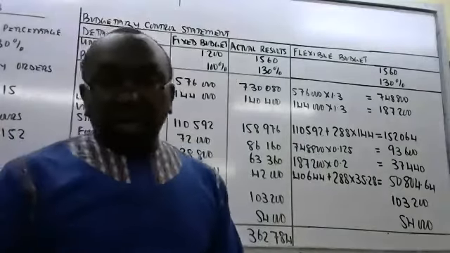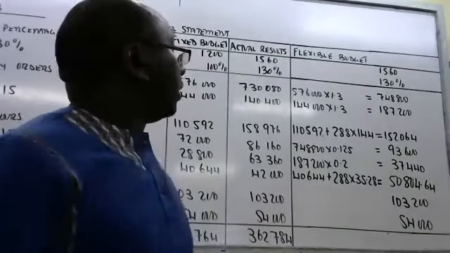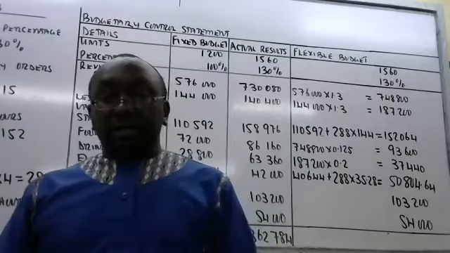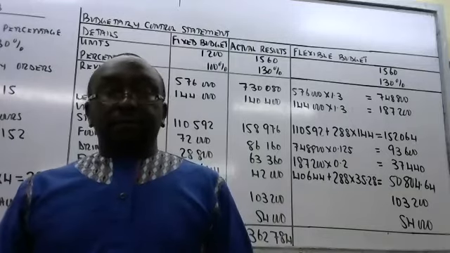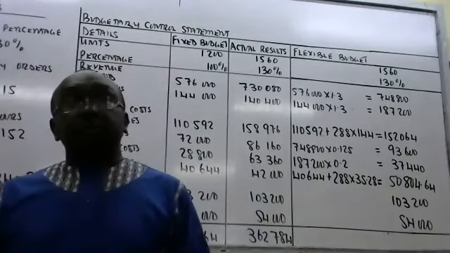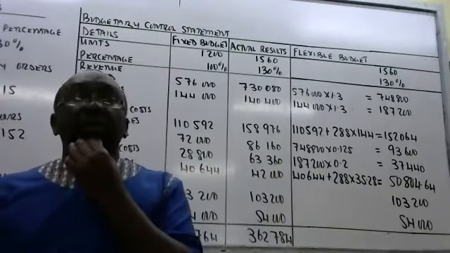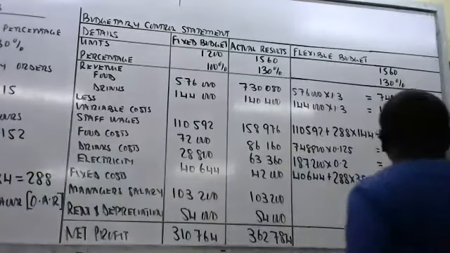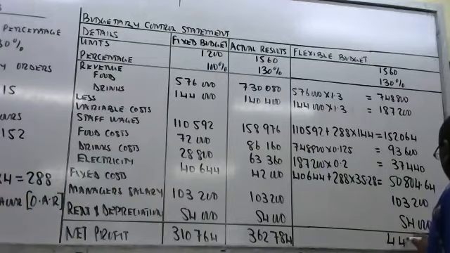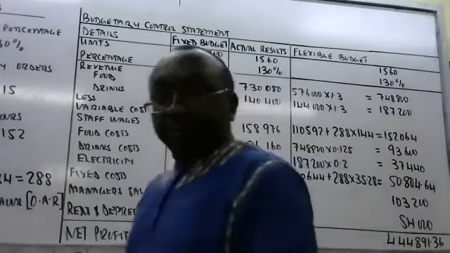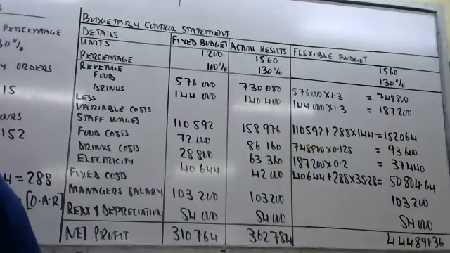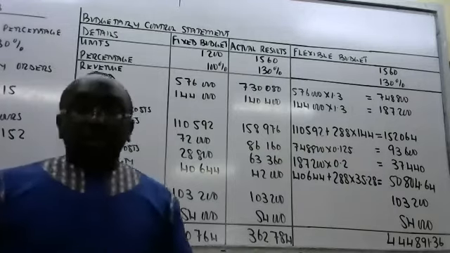Yes, Christine says we should have five. Oh, that one I can see it. So the new profit is 44891. Good, can see that.